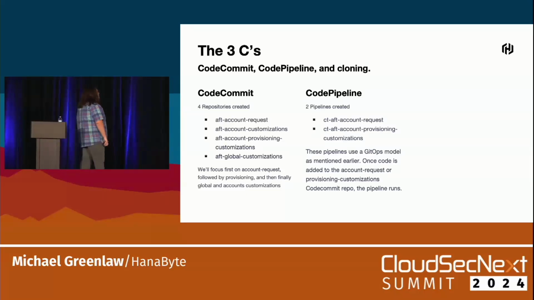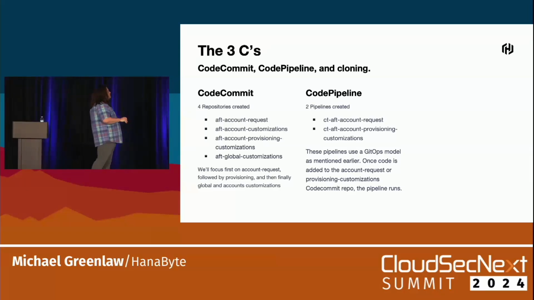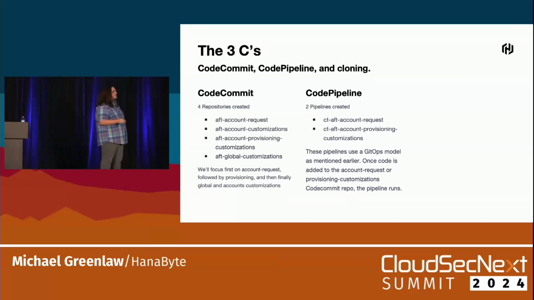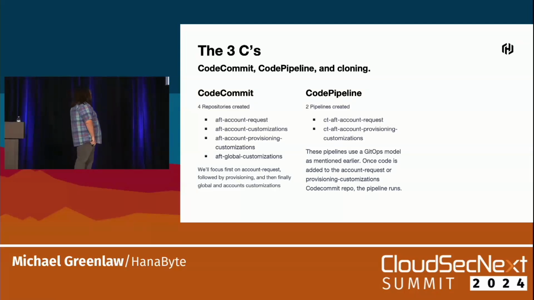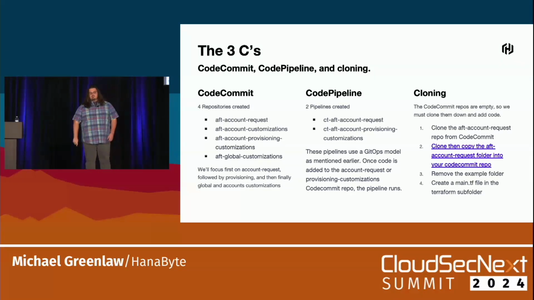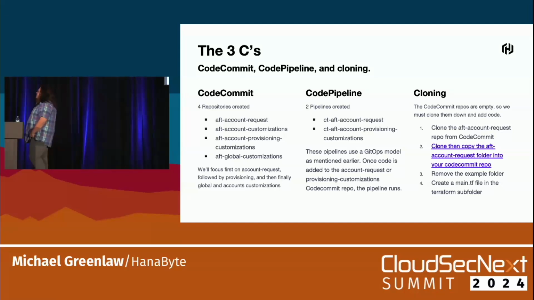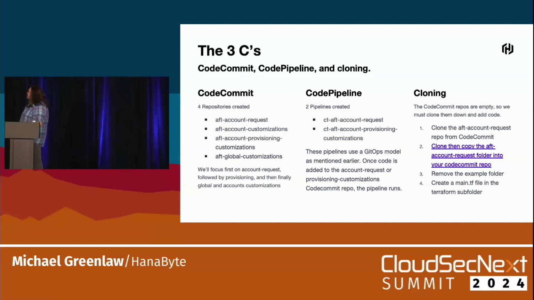And then CodePipeline. So you'll have 2 pipelines created for you in CodePipeline. A, the account request. Obviously, you already know what that does. And then the provisioning customizations, right? These pipelines, again, they use the GitOps model, as I mentioned earlier. Once the code's added, we submit our PR, pipeline runs. Then we have cloning. So the CodeCommit repos are empty at the start. What we do is we create the account request repos, right?